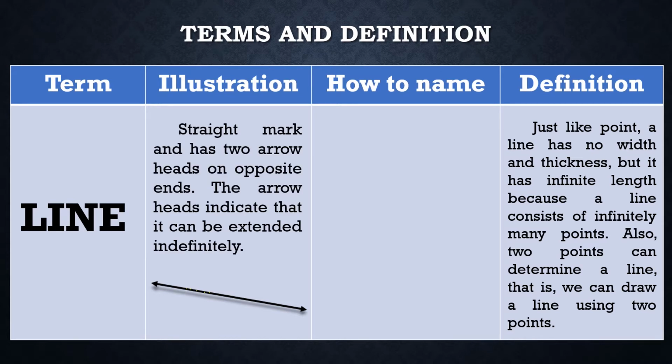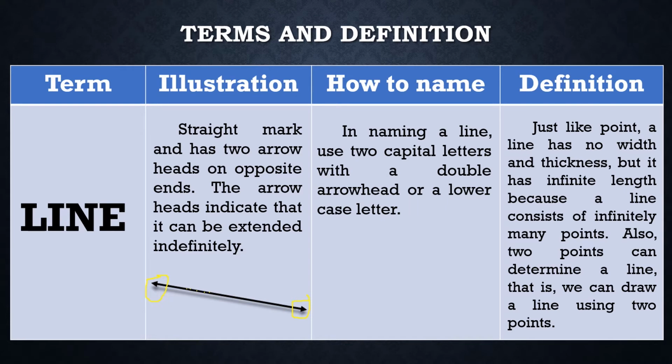So to illustrate a line, you can use a straight mark and it should have 2 arrowheads on opposite ends. So itong dalawang arrowheads na nasa opposite ends, it signifies na yung line natin can be extended indefinitely in both directions. So how are we going to name a line?